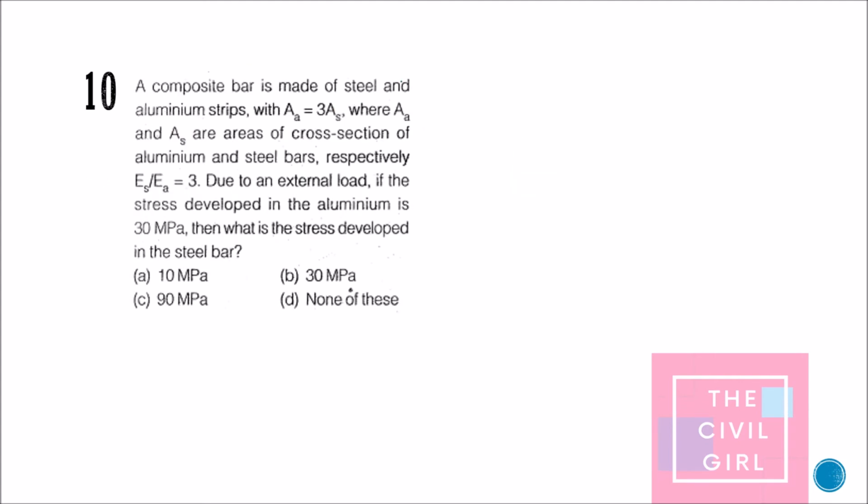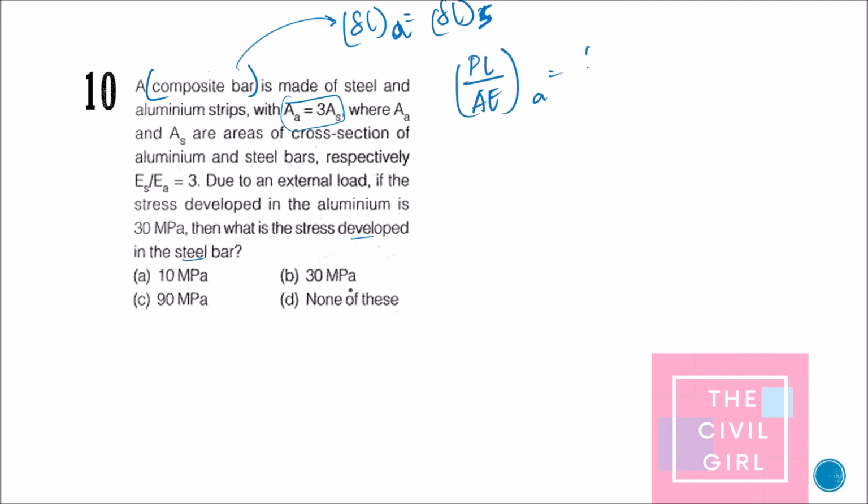Next question, a composite bar is made of steel and aluminum strips with A equal to 3S, where A and S are areas of cross section of aluminum and steel bar respectively, and E_S by E_A is equal to 3. During an external load, if the stress developed in the aluminum is so much, then what is the stress developed in the steel bar? They have told that it is a composite bar. So if it is a composite bar, then the change in length in the first bar will be equal to the change in length in the second bar. Here the first bar, let me take it as aluminum, and the second bar, let me take it as steel. So this becomes PL by AE of aluminum is equal to PL by AE of steel.